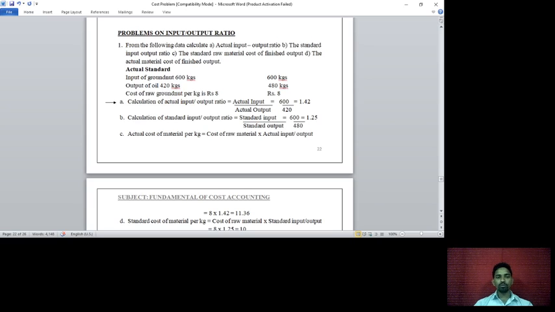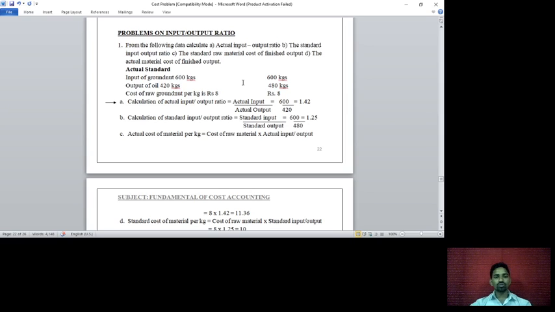Now what is the formula for the standard input output ratio? It is the standard input divided by standard output. The formula for the actual cost of raw material per kg is the cost of raw material into the actual input output ratio. And the formula for the standard cost of material per kg is the cost of raw material into the standard input output ratio. So these are the formulas to calculate the actual input output ratio, the standard input output ratio, as well as the actual cost of material per kg, or the standard cost of material per kg.